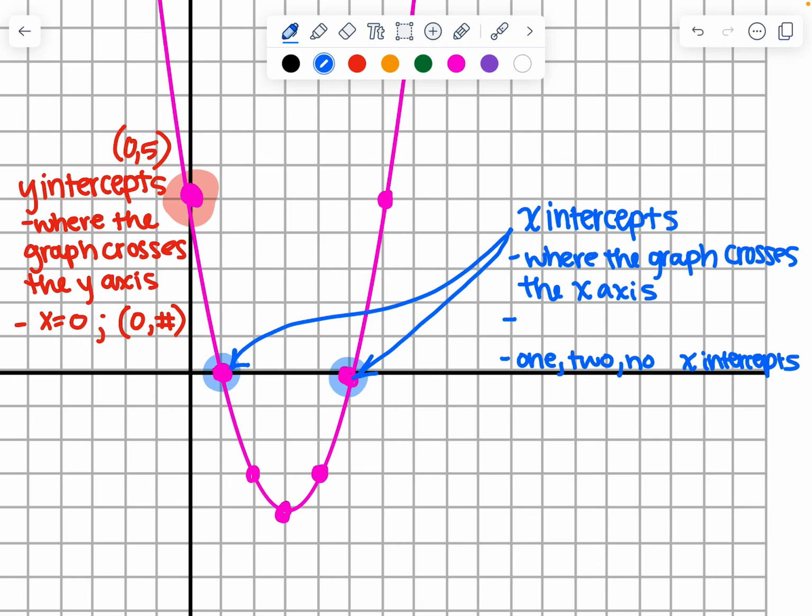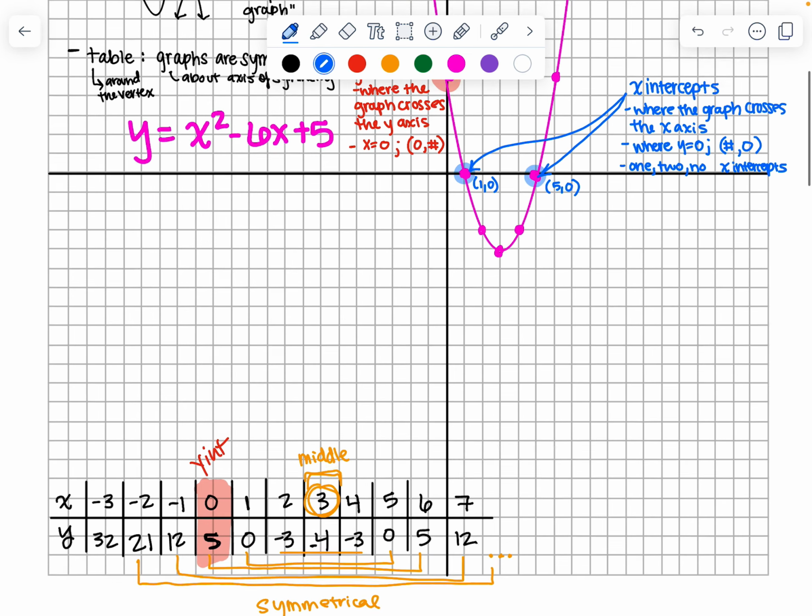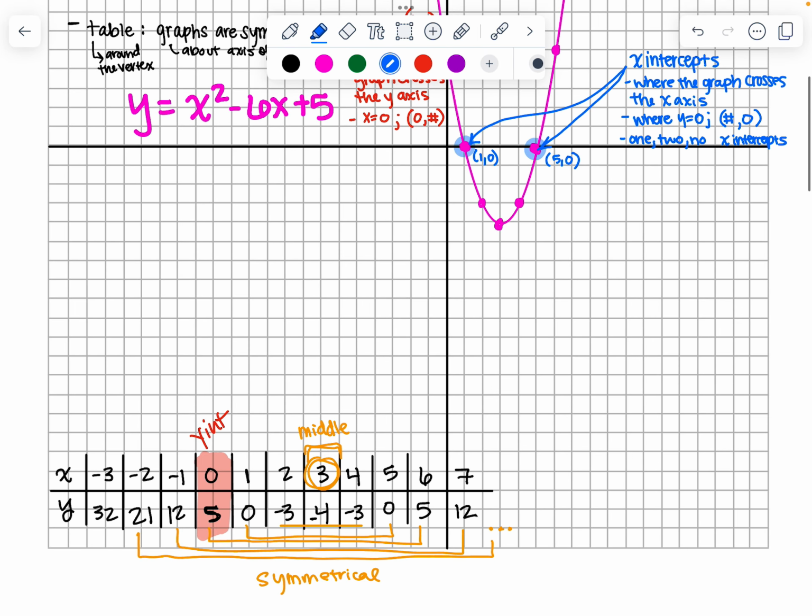But quadratics can have 1, 2, or no x-intercepts. This is where y is equal to 0, meaning every ordered pair for an x-intercept is going to be number, comma, 0. In our case here, we have the points 5, 0 and 1, 0. We can also go back and see these in our table as we have 1, 0 and 5, 0, and we know that these values are x-intercepts.